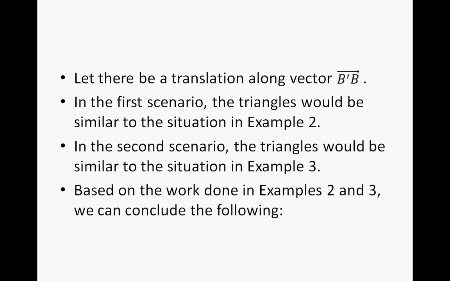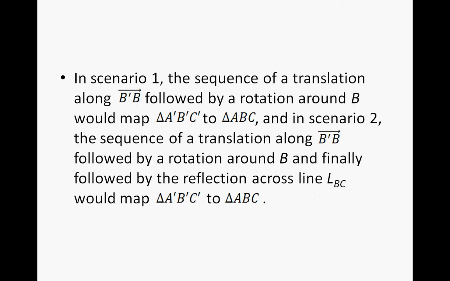And based on the work done in examples 2 and 3, we can conclude the following: in scenario 1, the sequence of translation along vector B prime B followed by a rotation around B, or B prime, whichever you want to call it, would map triangle A prime B prime C prime to triangle ABC. And in scenario 2, the sequence of a translation along B prime B followed by a rotation around B and finally followed by a reflection across line BC would map triangle A prime B prime C prime to triangle ABC.